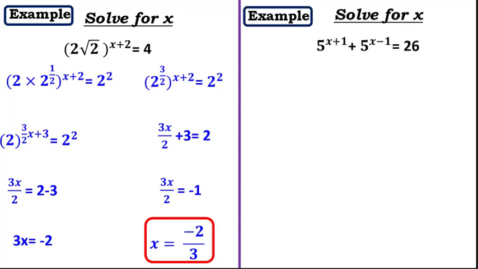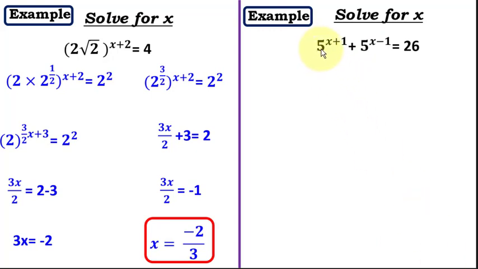Next, he said solve for x. 5 raised to the power x plus 1 plus 5 raised to the power x minus 1 equals 26. We can here note that we can find here a common factor between the two terms, which is 5 raised to the power x.